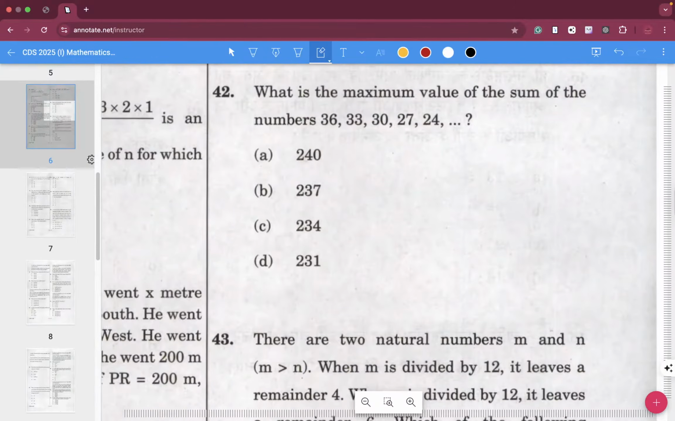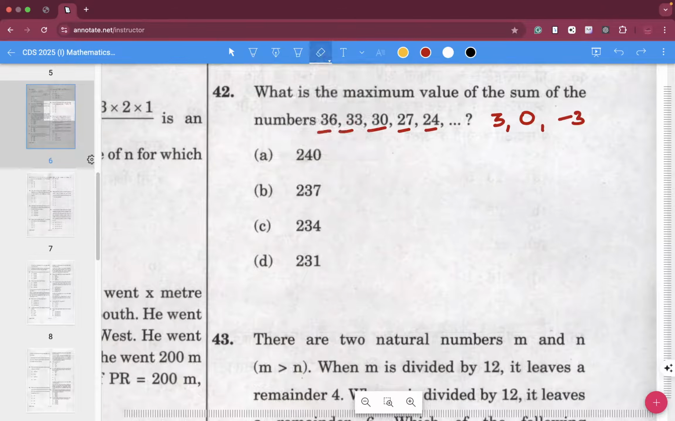The next question is question number 42. What is the maximum sum of the series 36, 33, and so on up till infinity? Somewhere one of the terms will be 3, somewhere one of the terms will be 0, and somewhere one of the terms will be minus 3. Obviously we are not going to add minus 3.